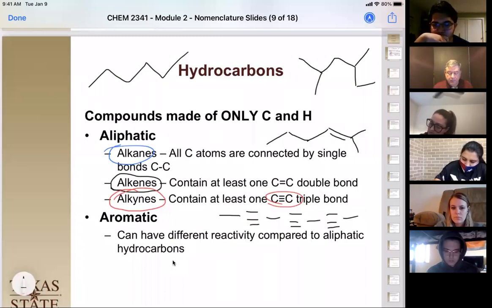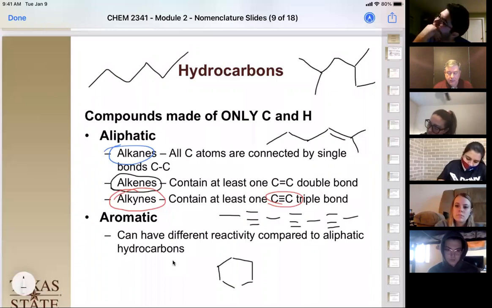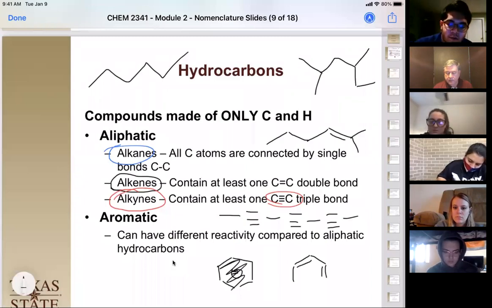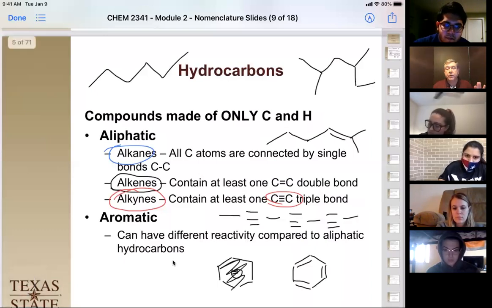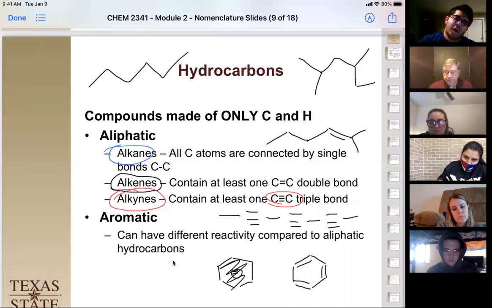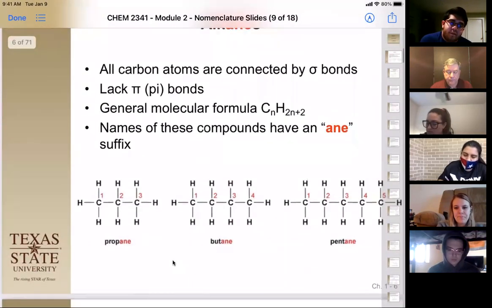Aromatic compounds are compounds that contain a ring of alternating single and double bonds. The most common one is this 6-membered ring here. And they have a different reactivity compared to all the aliphatic hydrocarbons. We're only going to use these on rare occasions as reagents. We're going to do an entire chapter on aromatics next semester, but I just wanted to show you that those are there, and those count as pendants most of the time. Okay, so let's talk about alkanes.